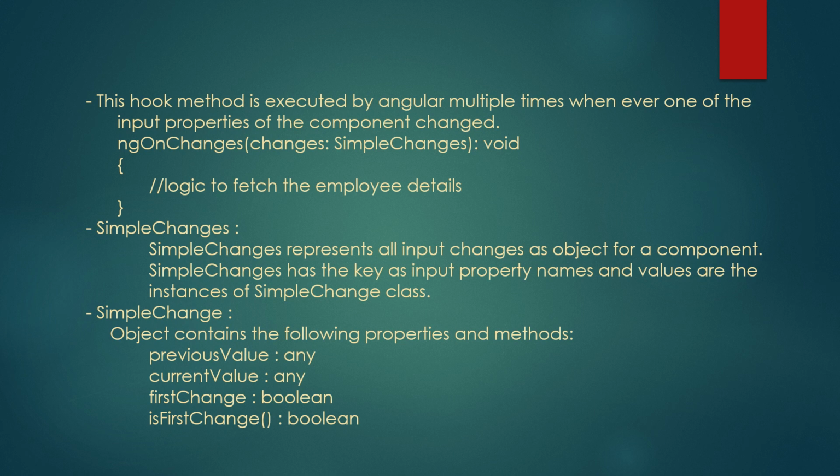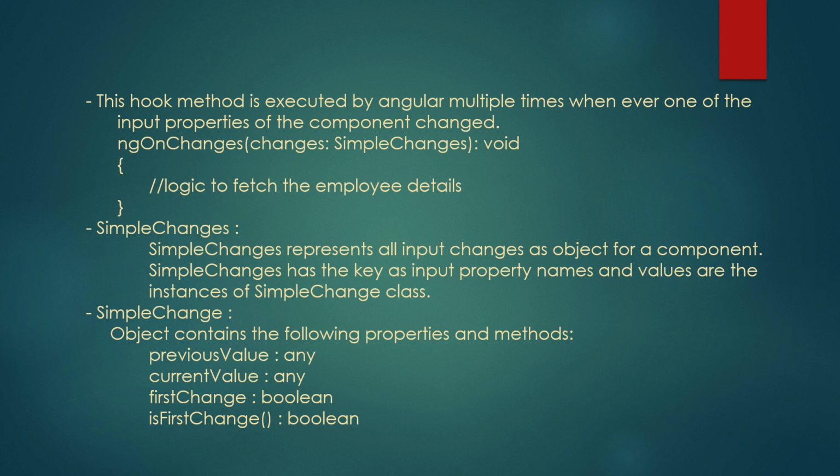Basically, it will be in key-value pairs. Key represents the name of the input property, and value represents the SimpleChange object, which contains all the change-related information. This SimpleChange object contains three properties: previousValue, currentValue, firstChange, and one method, isFirstChange. previousValue represents the old value, currentValue represents the new value, and firstChange tells whether it is the first change or not. The isFirstChange method returns true or false.